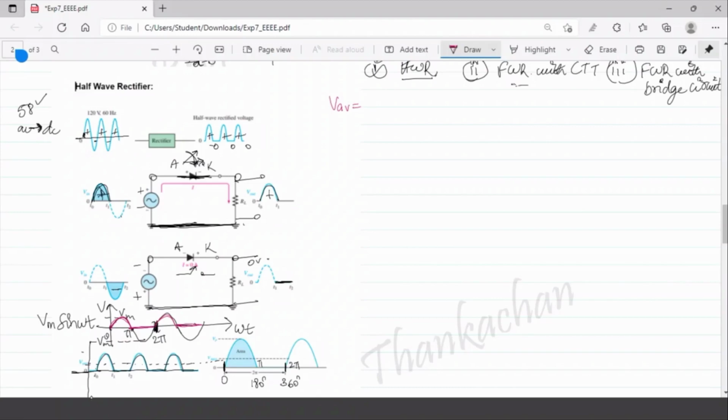Now this is a repeating function. So we know that its time period is how much? This is the time period from this to this. This is the time period here, 0 to 360 degree, or this is 2 pi radians. So during this 2 pi radians, I can say average value will be 1 divided by, or if I want to write down in a different way, what is the area under the curve? The area under the curve is nothing but the integration of this function.